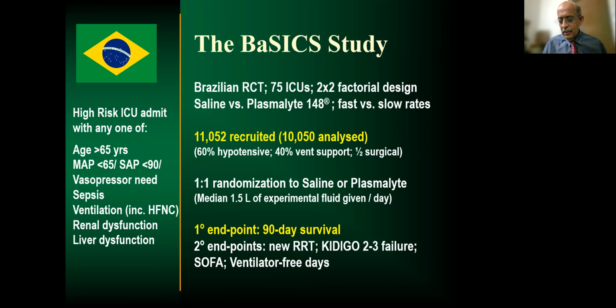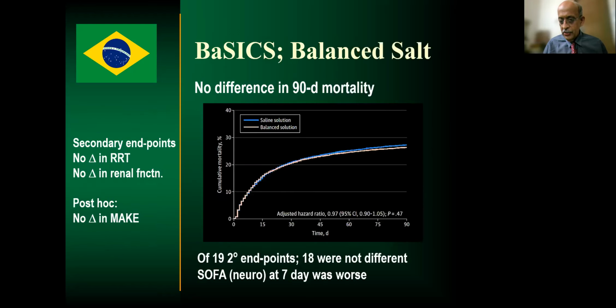This was a relatively heterogeneous kind of group. About 50% of the patients were surgical patients. Only about 60% of them were hypotensive at the initial presentation, and about 40% required ventilator support. The criteria for inclusion in the trial were age greater than 65 years, a mean blood pressure less than 65 or 90. Any one of the parameters is more than enough, including ventilation, renal dysfunction, liver dysfunction, and the existence of sepsis. So this was a heterogeneous group of patients that were subjected to these two fluids.